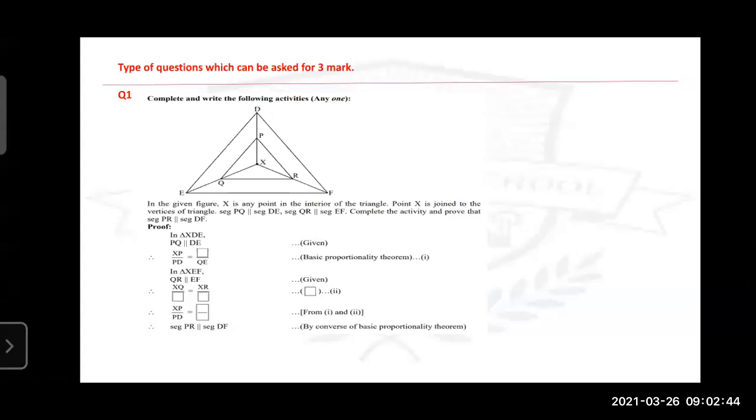Okay. Now apply again here. QR is parallel to EF. Okay. Then again apply, XQ by QE is equal to XR by RF. Here in the second box QE and in the third box RF. So in such a way we complete the boxes and you will get half marks for each box. Okay. So this type of question can be asked for 3 marks. Again, point S is the midpoint of side QR. PQ is equal to 11, PR is equal to 17, PS is equal to 13, find QR.